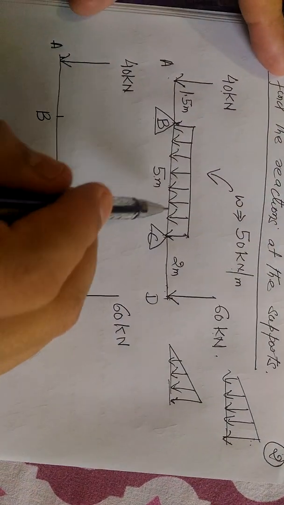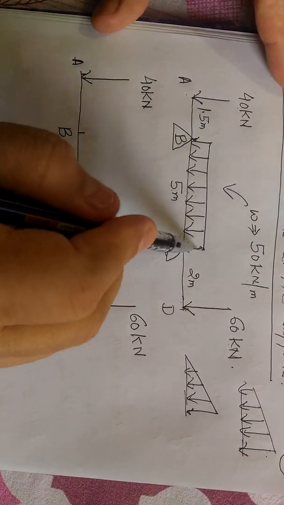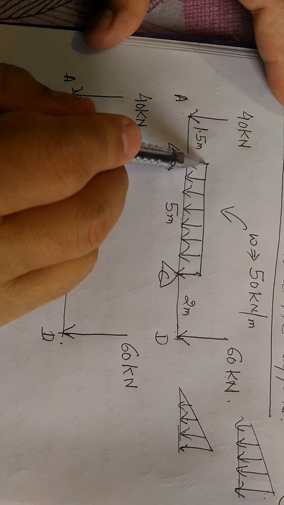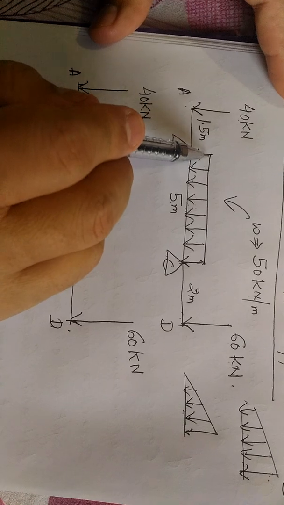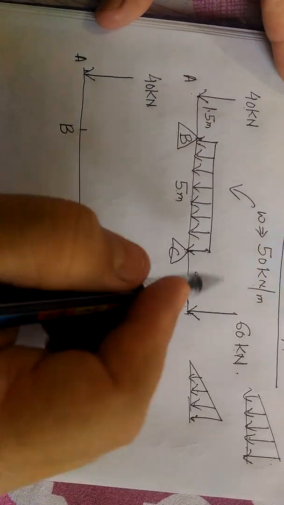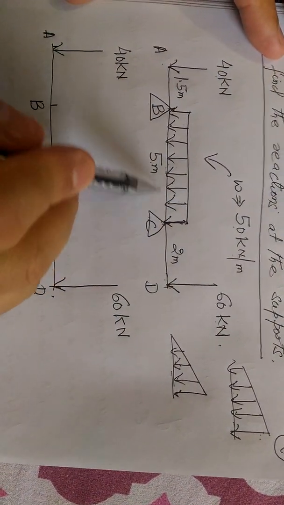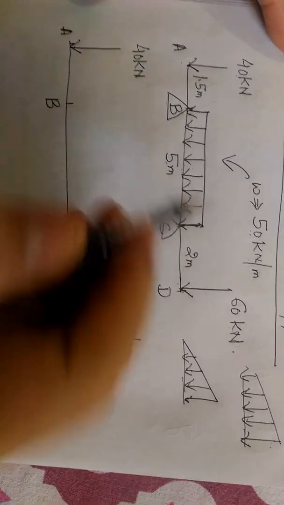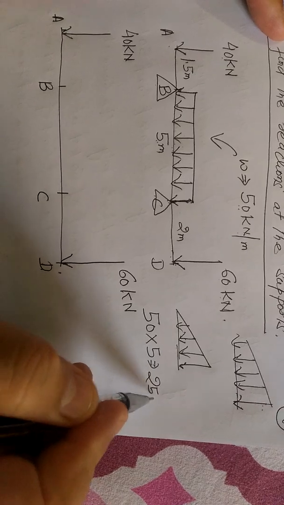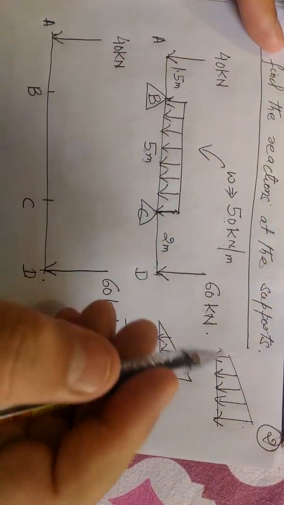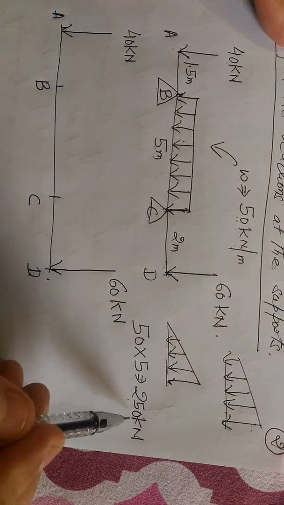So the only way to convert this UDL or any kind of loading into a point load is to find the area of this figure. Since for a UDL the height, the intensity of loading, is constant, this is a rectangle. So the area of this rectangle is length into breadth. The height represents the intensity of loading, that is 50, and the length is 5. So 50 into 5 is equal to 250 kilonewton per meter into meter. It will be kilonewton. So the equivalent point load for this UDL is 250 kilonewton.